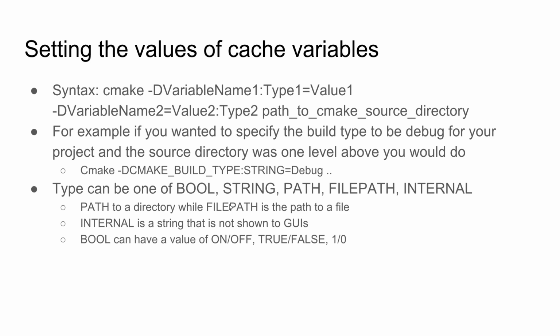If you are specifying the type, it can be one of BOOL, STRING, PATH, FILEPATH, or INTERNAL. A string is obvious, it's a string. Path is the path to a directory, whereas filepath is a path to a file. Internal is another name for a string, but for GUIs that are used by CMake, it won't display that as an option to the user. And then bool can be on or off, true or false, 1 or 0. Makes sense, I hope. Any questions so far?